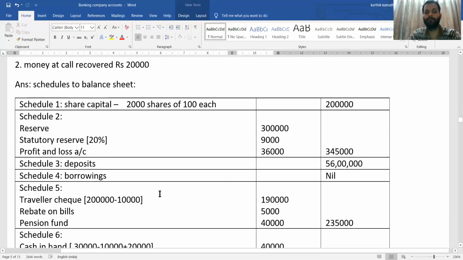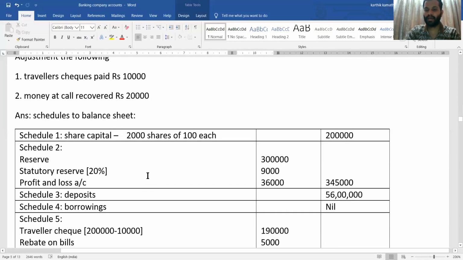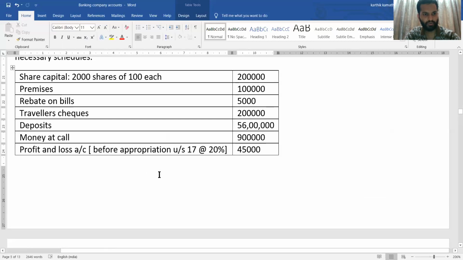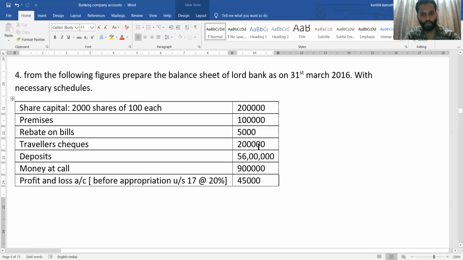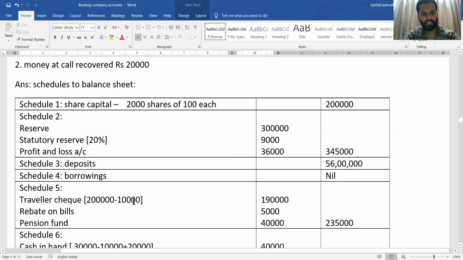Then schedule number 5. See, now traveler's check. In adjustment they have said paid. Paid traveler's check, that is 10,000. First we want the original traveler's check amount. The original traveler's check amount given in the question is 2 lakh. Now it is paid, so now we need to deduct: 2 lakh minus 10,000, 1 lakh 90,000 from other liabilities and provision. The bank's liability is reduced because traveler's check is paid now.